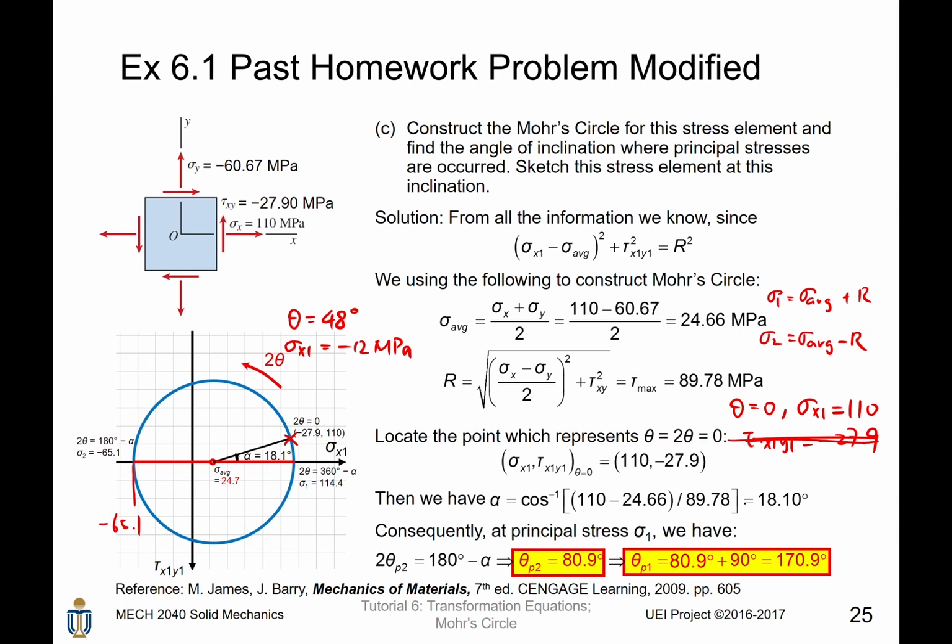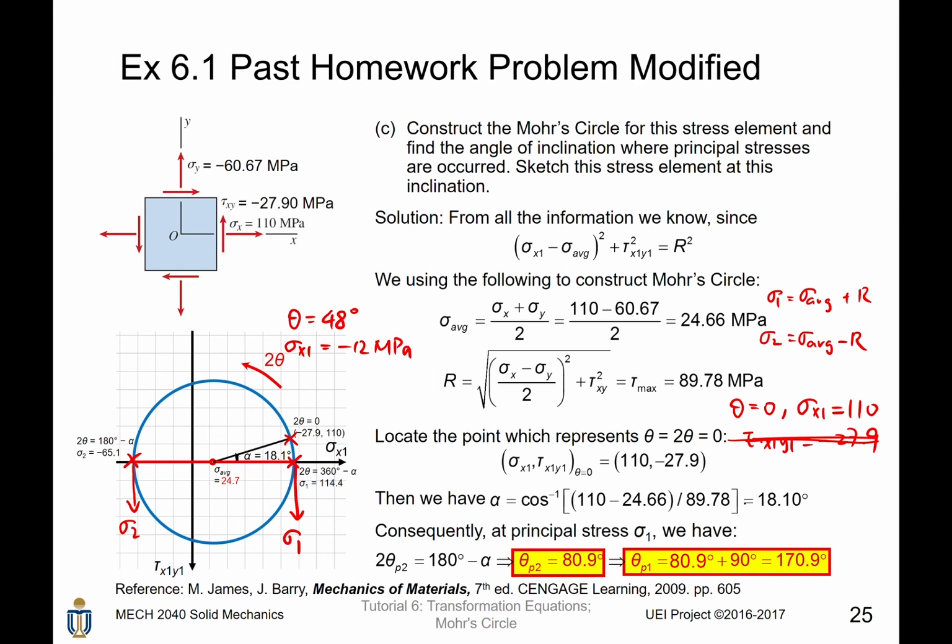So recall that principal stresses are the maxima and the minima of direct stress. The principal stresses are located here and here. Here we call it sigma 1, while here we call it sigma 2. For sigma 2, it has a principal angle of theta p2. Here it represents theta equals 0. Then 2 theta p2 represents this angle from theta equals 0 to the second principal stress, which is around 162 degrees, then theta p2 equals 80.9 degrees.